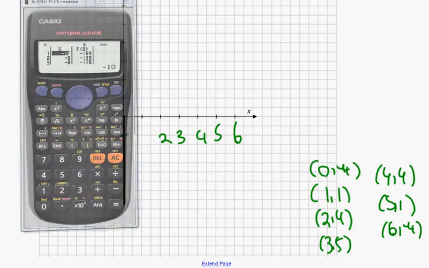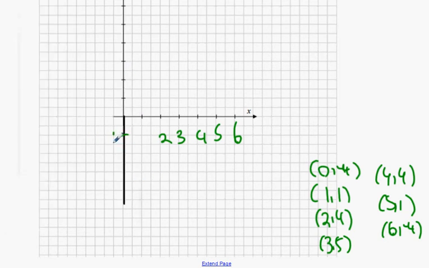Okay, so I have these numbers here. Now, it's quite obvious to see that if that's 1, minus 1, minus 2, minus 3, minus 4, you can draw this out quite easily. 0, minus 4: 0 across, minus 4 down. Done. 1, 1. So that'll be 1, 2, 3, 4, 5, and 6. 1, 1 being there. 2, 4 being up here. 3, 5 here. 4, 4 there. And 6, minus 4 down here. Oh, sorry, I did 5, 1 and didn't plot it.